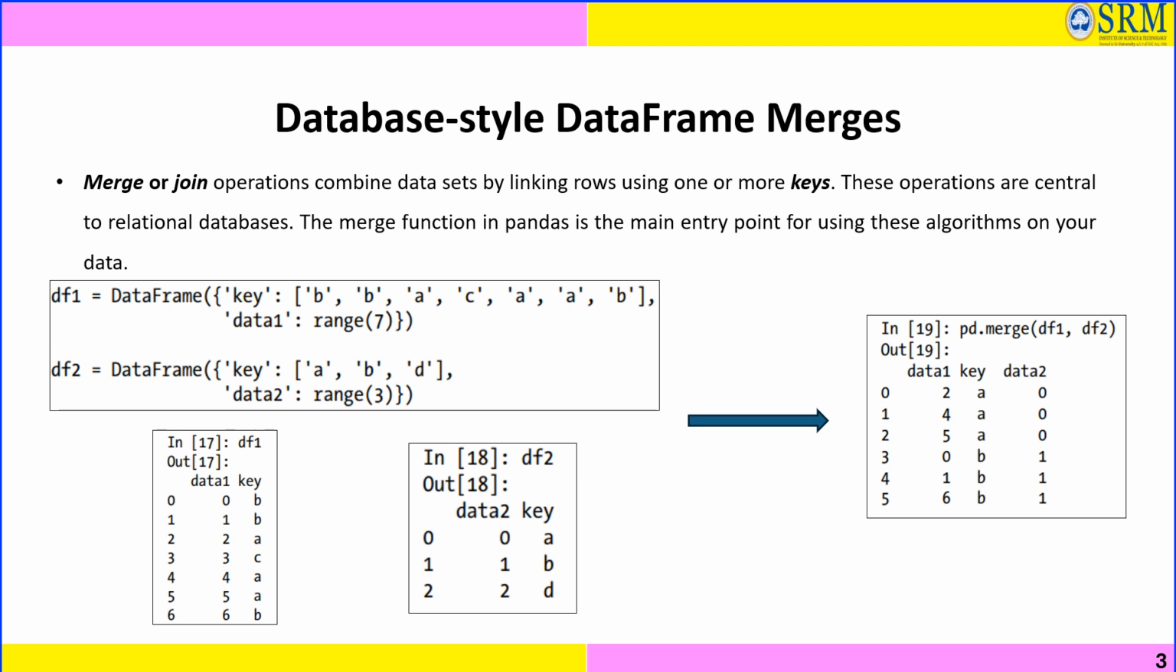So here, let's say one data frame. In this data frame, one column is key, and another column is data1. The data1 is range 7, so you have to go from 0 to 6. This is one data frame. For the key column you have to fill B, B, B, A, C, A, A, B, like that, and the index will be given automatically. The next data frame has key, and then this is given, and data2 is also there.